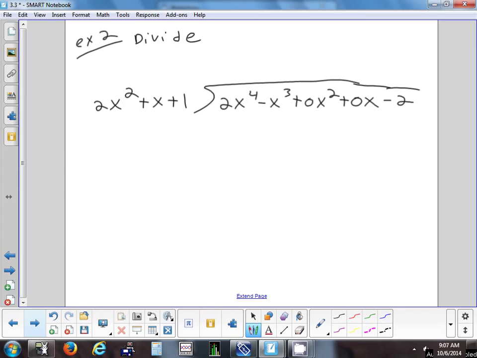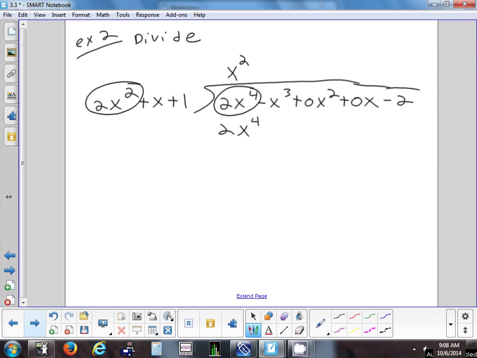Yeah? So, 2x to the fourth divided by 2x squared. It'd end up being x squared, your first term there. Let's see. So we divide them. Quick way to check it is multiply it back out. If you don't get what you had for the first term of the dividend, then we did something wrong. X squared times 2x squared is 2x to the fourth. Perfect.